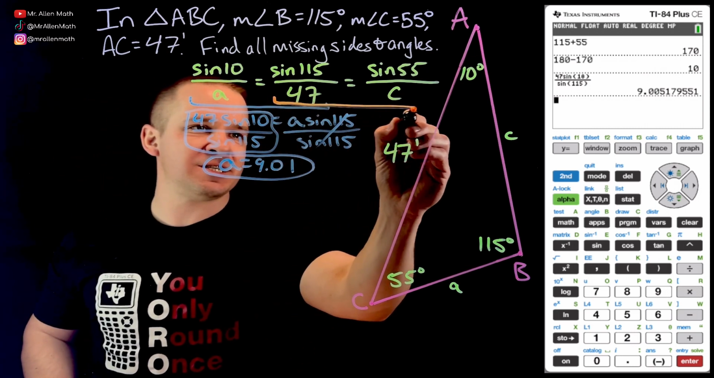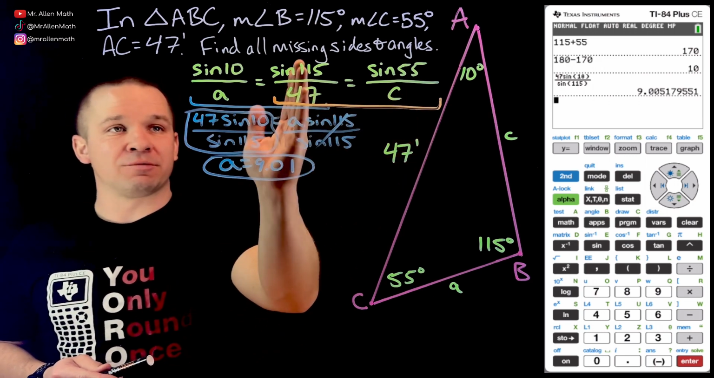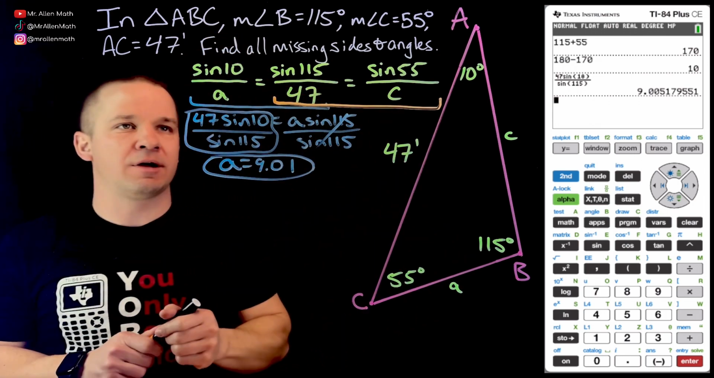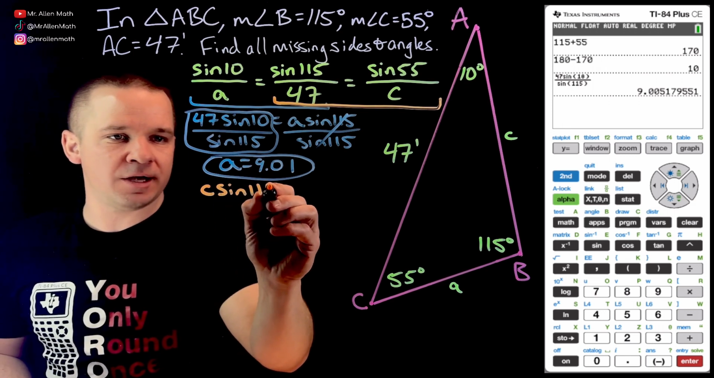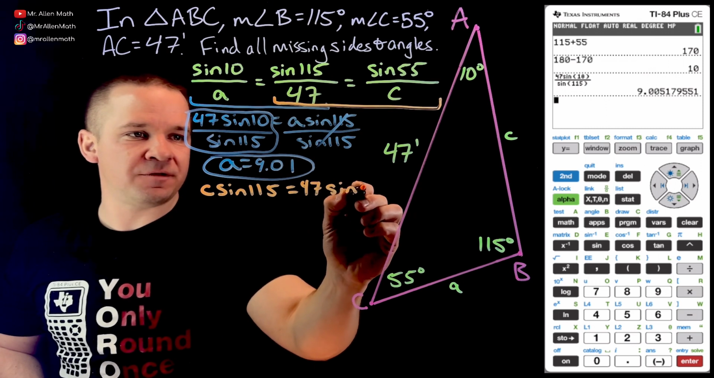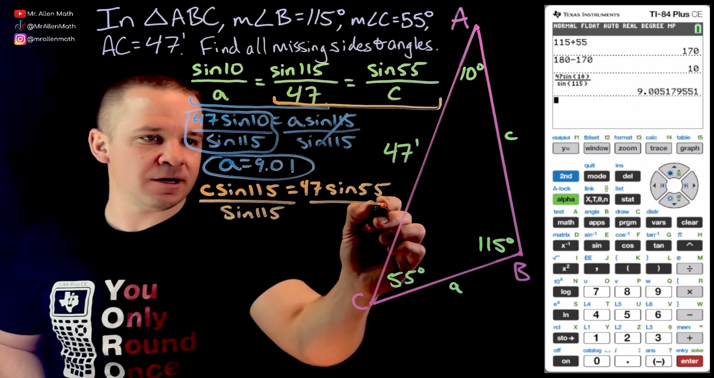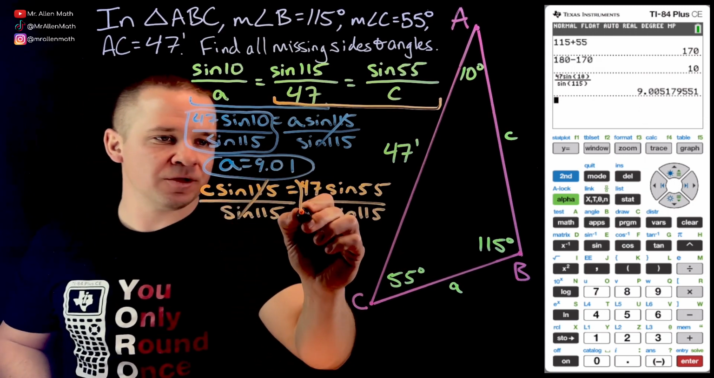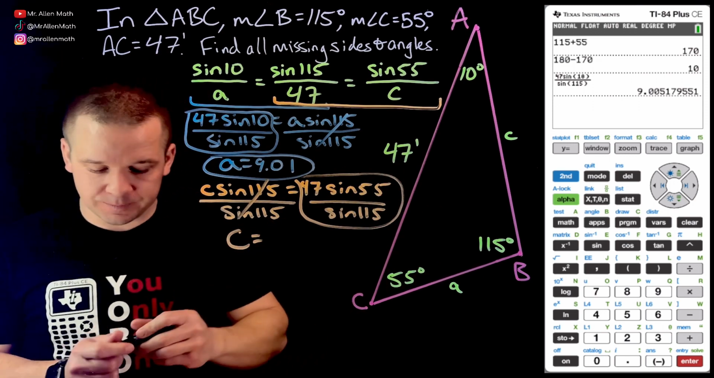So now I'm working with C here, which would be that guy. All right. So again, this is why I like to write the one that I know everything about in the middle, because now I'm just like, oop, hide that guy. Only looking at this guy here. Okay. So C times sine of 115, C sine 115 equals 47 sine of 55, and then I can divide by sine of 115 on both sides. Boom, gone. I'm left with just C. This is what I will type into my calculator to get what C equals.